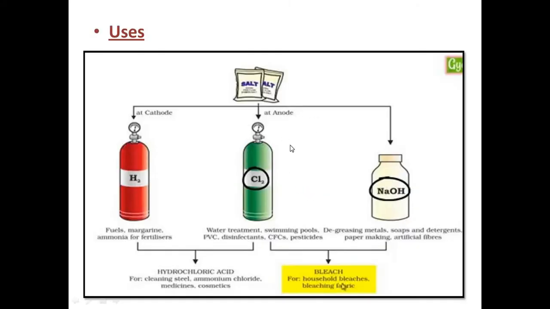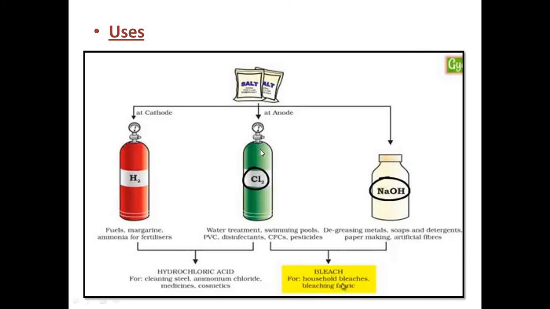So now, what are the different uses of these products? Hydrogen that is obtained at the cathode is used as a fuel, and it is also used in the manufacture of ammonia. That is, H2 plus N2 will give ammonia, which is used in fertilizers. Then it is used in the manufacture of margarine. Margarine is artificial ghee, you can say, which is made from vegetable oils.